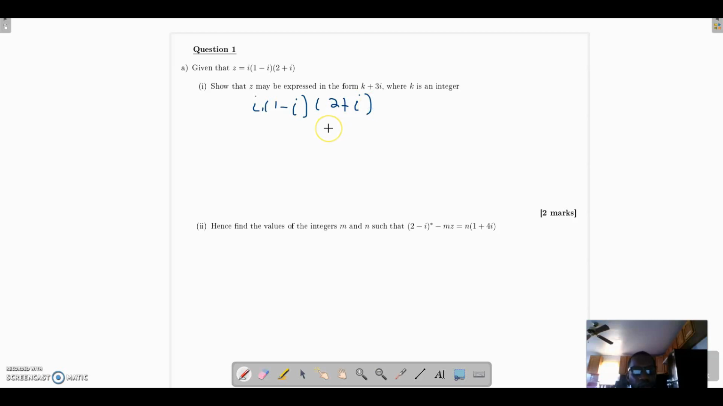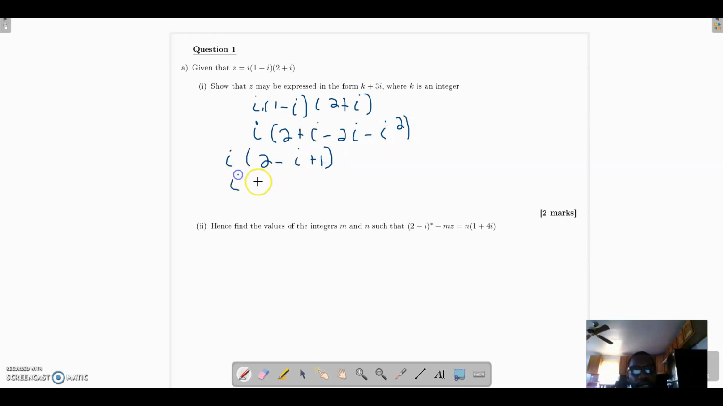Now, of course, you have the option of multiplying any two expressions at first. So we could probably multiply the second two. So I'm going to have i, make this bracket bigger. 1 times 2 is 2. 1 times i is i. Minus i times 2 is minus 2i. And then, of course, minus i times i is minus i squared. All right. So I'm going to have i multiplied by 2. Now, i minus 2i would give me a minus i. And then i squared is negative 1. So I'm going to end up with a positive 1.